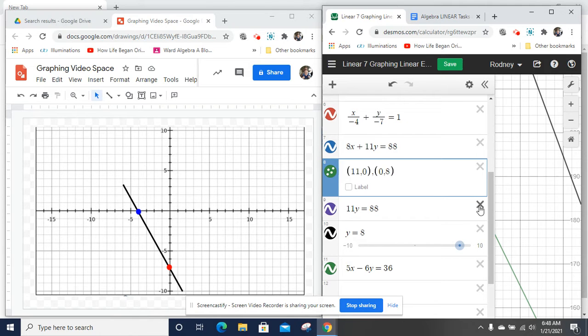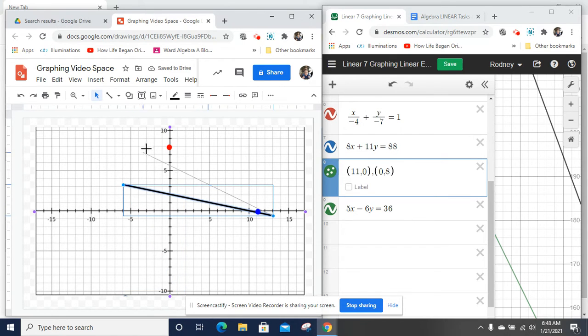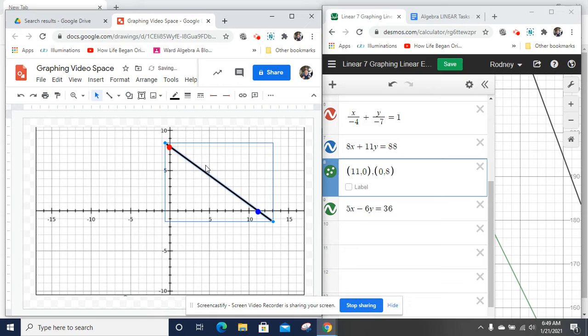And now I can plot my points and then draw my line. So let's move this x-intercept over to (11, 0). And I'll move this y-intercept up to (0, 8). And then I move my line so it goes through them. So there, and a little bit above it so I can move it down. And there, I've got my line.